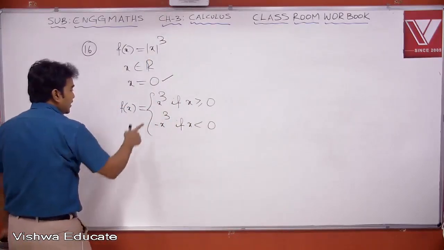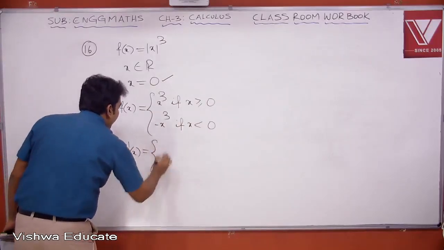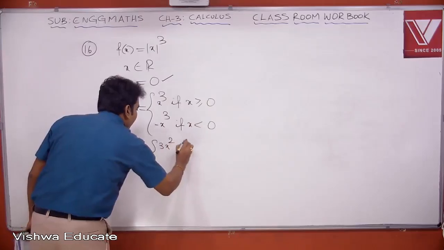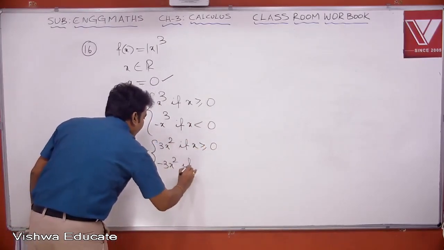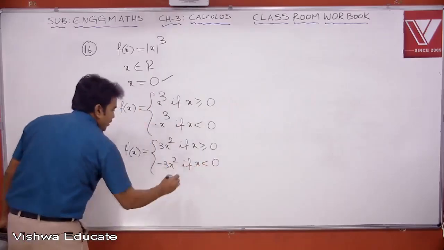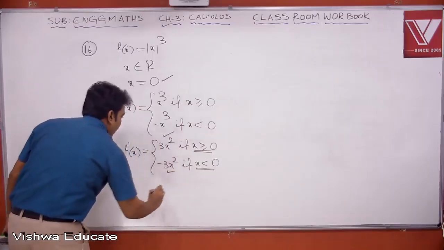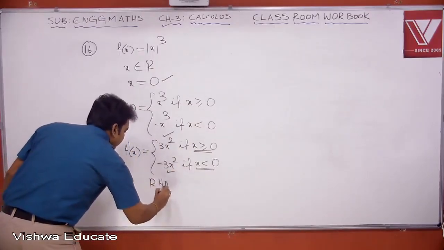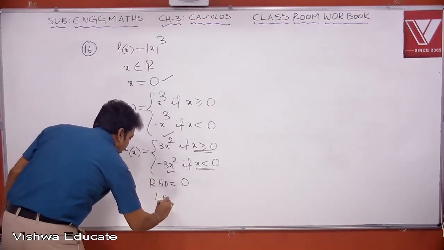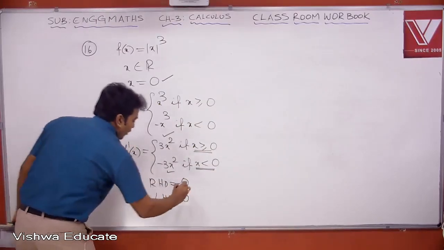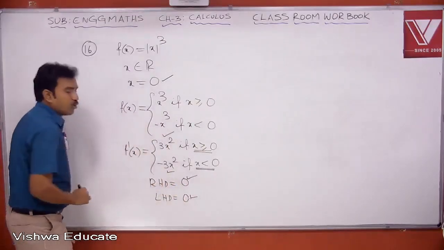Now let us find the first derivative. So f dash of x equals the derivative of x cube, which is 3x square, if x is greater than or equal to 0, and minus 3x square if x is less than 0. So when x is less than 0, this is the derivative. When x is greater than or equal to 0, this is the derivative. So what is RHD? 3 into 0 square, 0. LHD, minus 3 into 0 square, so it is 0. Both are finite numbers and the same. Therefore, it is differentiable at x equal to 0.